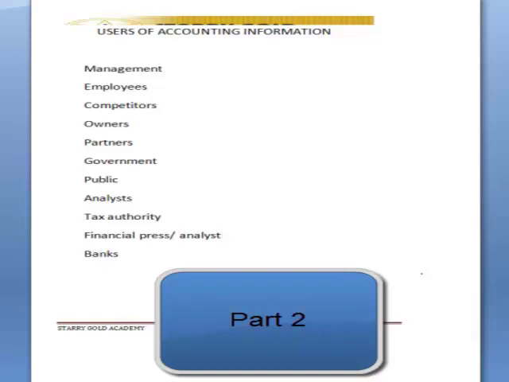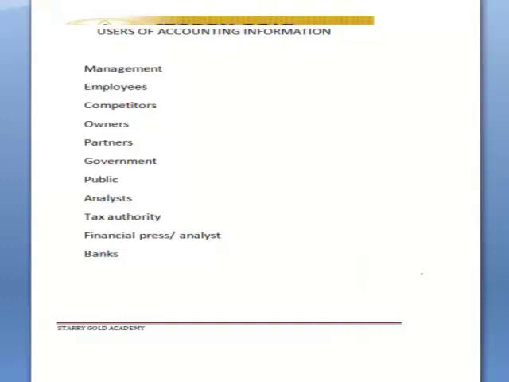I want to quickly look at the users of accounting information. That is what we generally know as stakeholders. Right here we have about 11 users, and when I pick one, I will talk intensively on each of them. After which we are going to classify these users according to where they belong, because they can further be classified into internal or external users. Let's look at each of these.